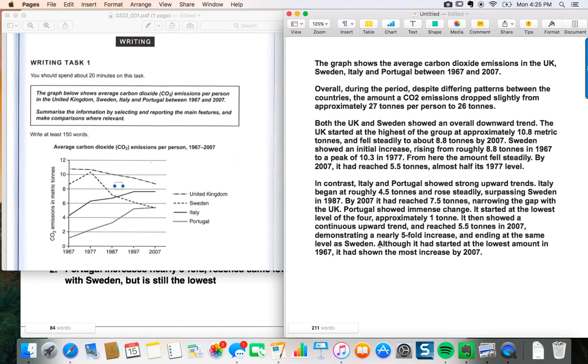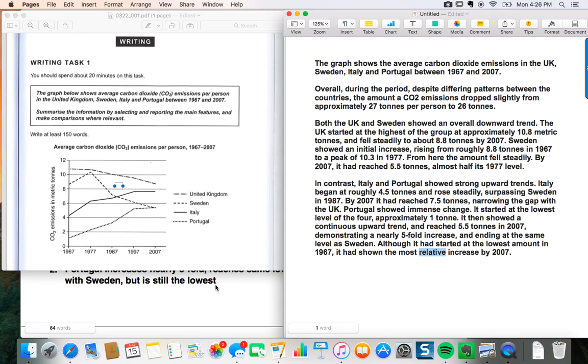Then I added this. I added this just as a little extra sentence. Although it had started at the lowest amount in 1967, it had shown the most increase by 2007. Okay, so in 1967 it started the lowest, but it showed the most increase. Or you could say maybe the most relative increase, meaning compared to the other one. All right, so compared to Italy, it showed a major increase. All right, so that's a key thing.